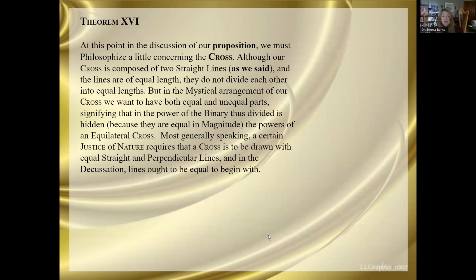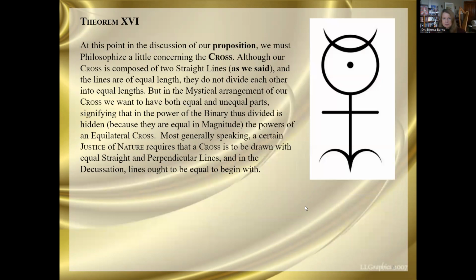So he starts out by saying, at this point in the discussion of our proposition, his proposition is the whole hieroglyphic monad, we must philosophize a little concerning the cross. The cross he means, of course, is this cross in his monad glyph that we have seen him take apart and put together several times. The rectilinear cross, where he has flipped these inner 4 quarters out and made a cross, flipped that into a cube. He has associated it with various things in terms of the Sephiroth, primarily Malkuth and Tiferet.